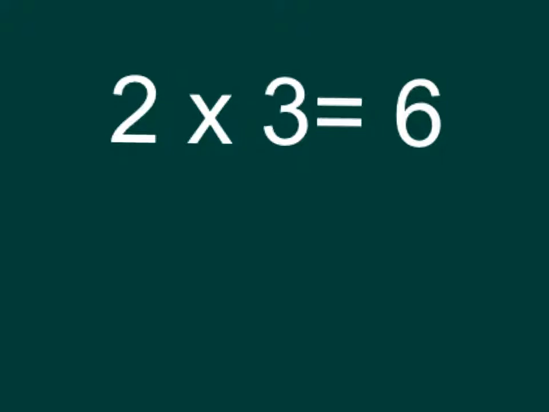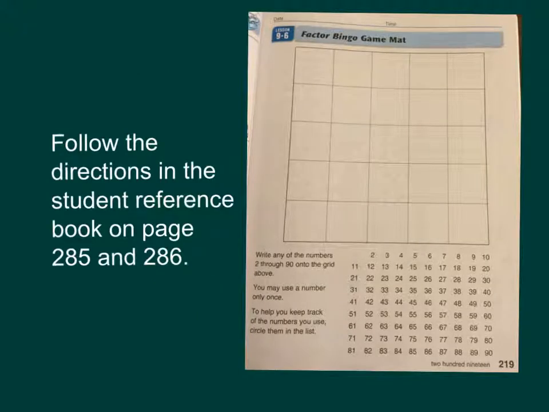So to review, factors are smaller numbers that can be combined to make a larger number. Or in the reverse, if I was going to divide, I could break this larger number up into 2 smaller numbers, or factors. So in this case, 2 and 3 are both factors of 6. You're going to have a chance to practice this now.